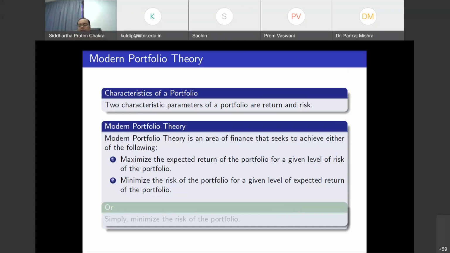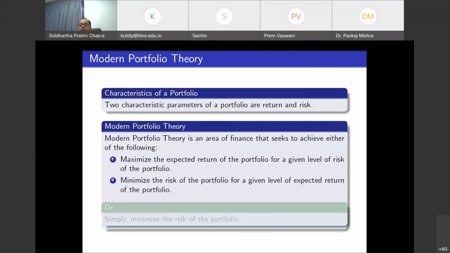That means I want to make a choice of this theta 1, theta 2, all the way to theta n, such that I have a fixed level of risk, and there could be many combinations of these theta i's which could give me that level of risk. And among these combinations, I want to find that combination which will give me the maximum value of return.